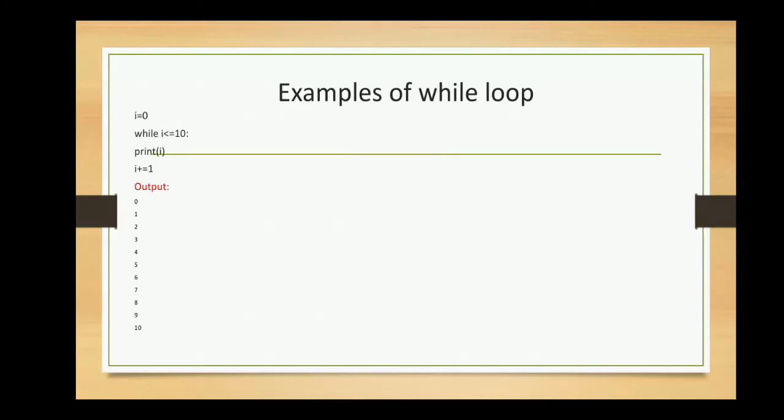Look, using this we can print the natural numbers up to 10 because the condition is given less than equal to 10. So it will execute up to 10. I equal to 0, that is the initialization. I less than equal to 10, that is the condition. Loop body print I, that means print I will repeat 10 times, and I equal to I plus 1, that is the updation of the value.